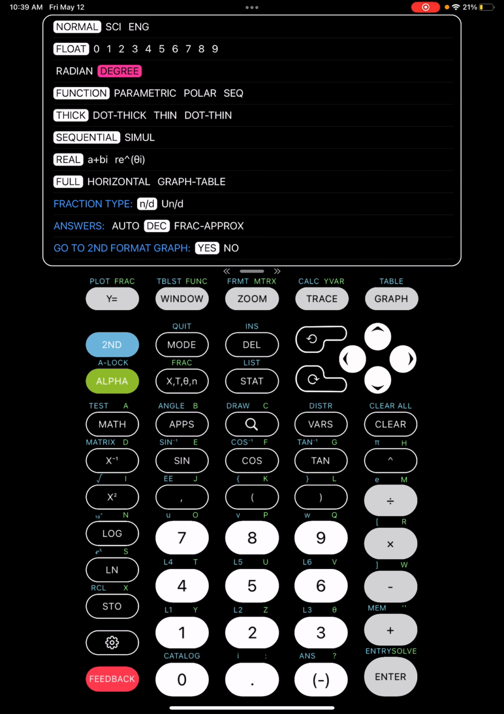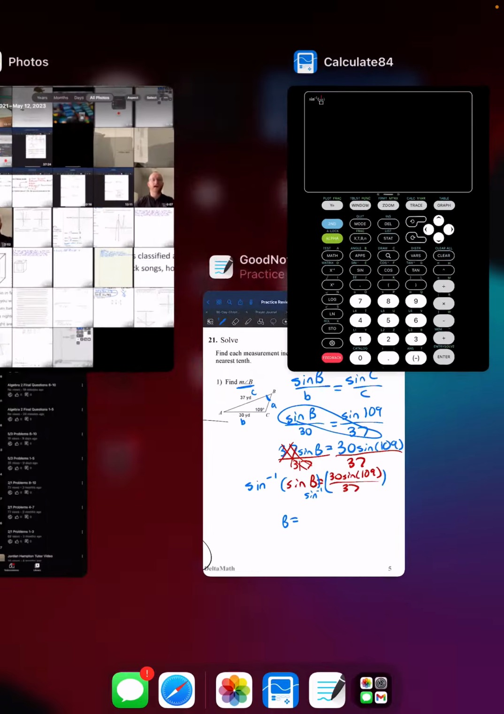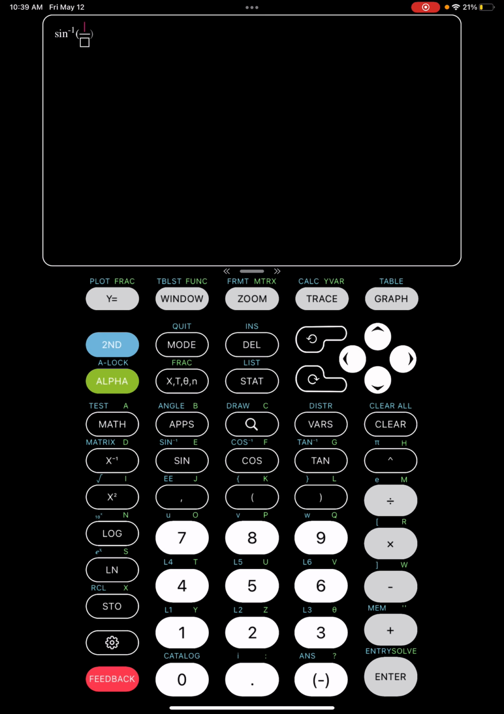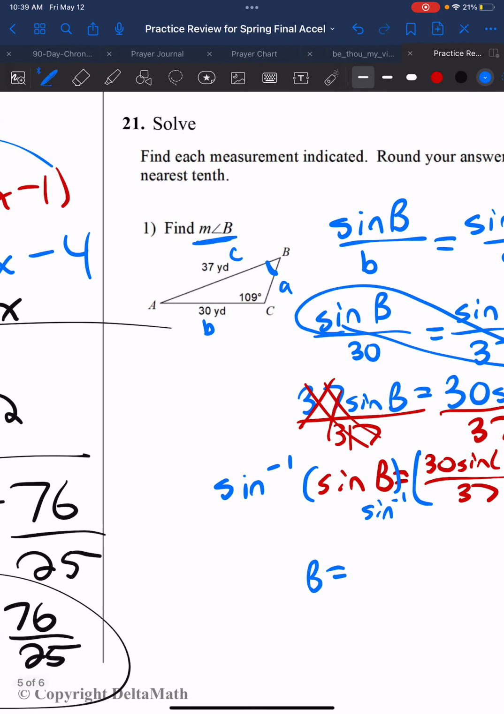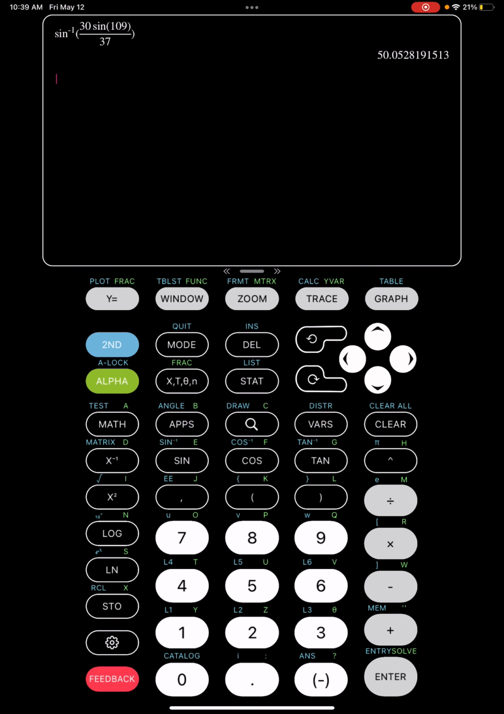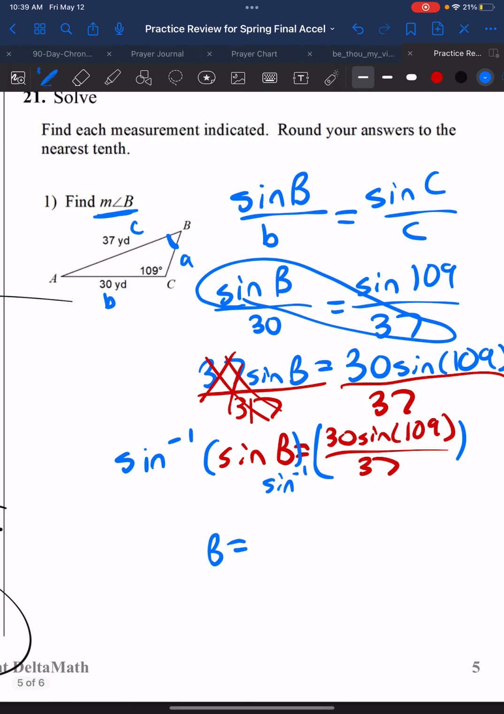So go down to degree in mode. That mode button right there beside the blue button, you'll change it to degree, go out, and then second sine, so sine to the -1 of 30 sine of 109 over 37. Just make sure that's correct. Let's see what that gives me. So 50.05, round that to the nearest tenth. That will be 50.1. And it's a measurement of angle, so 50.1 degrees.